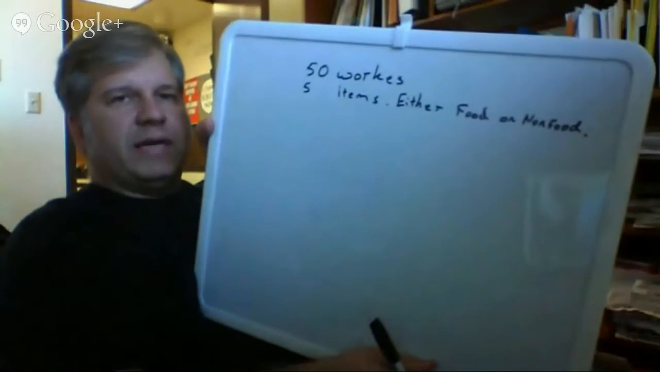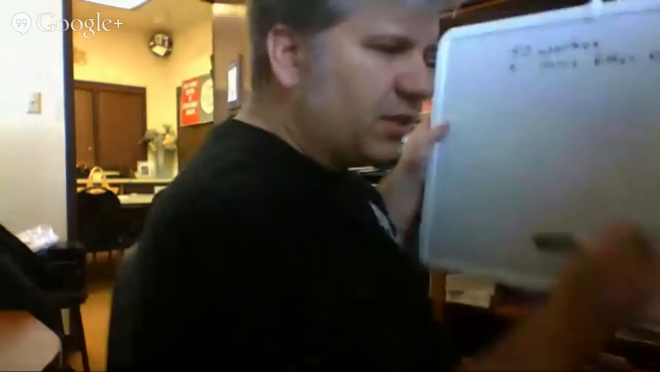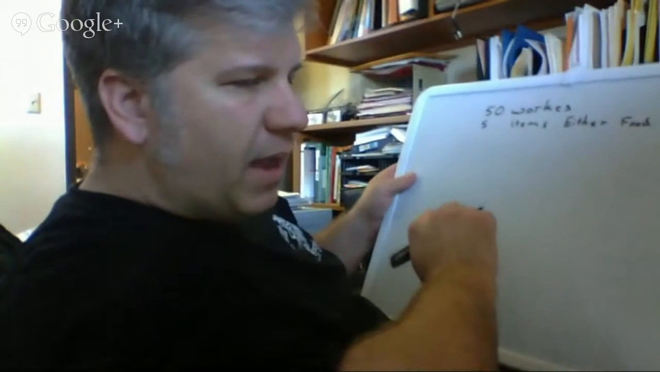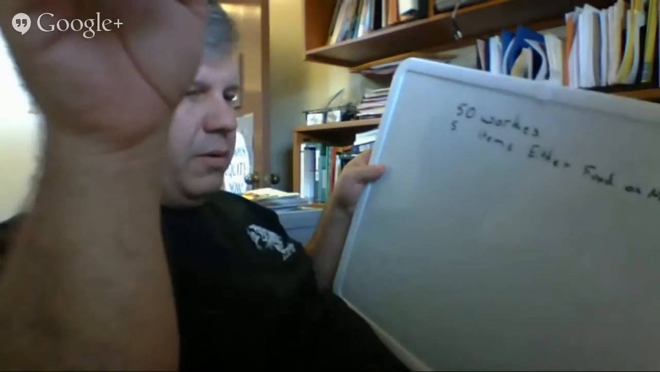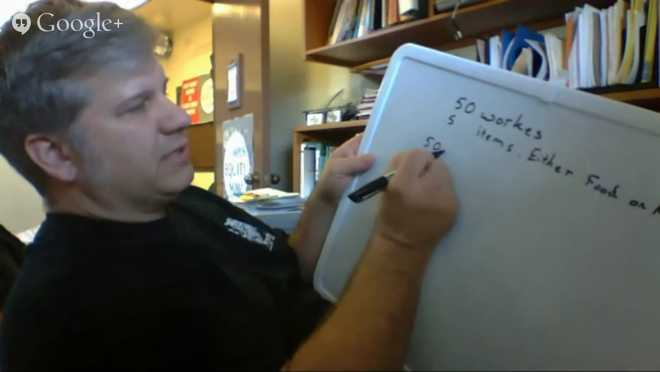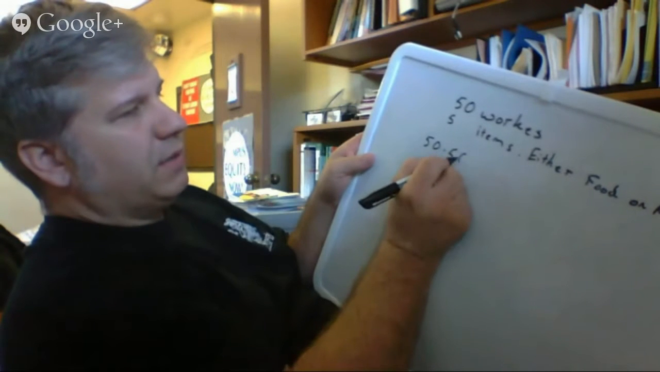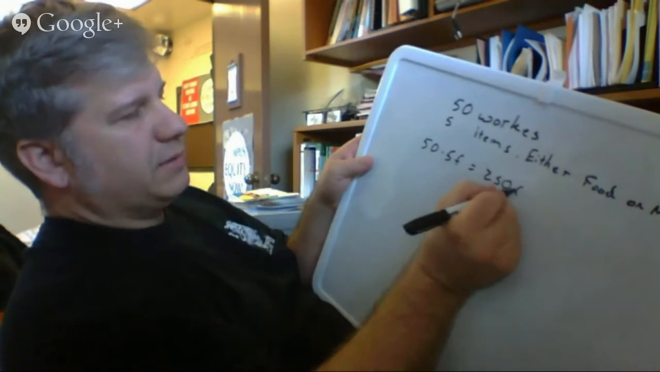So I'm just summarizing everything. 50 workers, 5 items, either food or non-food items. So the first problem says, how many food products can be produced in one class period if they all work for a food company? So you say, okay, we can do 50 workers times 5 food items equals 250 food items.